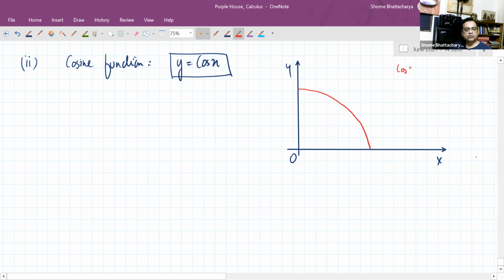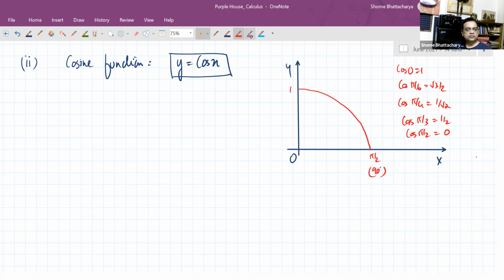So cos 0 is equal to 1. Cos pi by 6 is equal to root 3 by 2. Cos pi by 4 is 1 by root 2. Cos pi by 3 or 60 degrees is half. And cos pi by 2 or 90 degrees is 0. This is pi by 2 or 90 degrees. This is, let's say, pi by 4 or 45 degrees, so here the value is 1 by root 2.